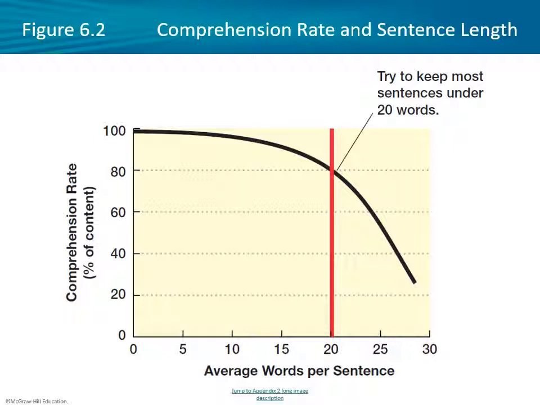Let's see, comprehension rate and sentence length. So try to keep sentences under 20 words. I guess just the breakdown of the average words per sentence. There's a sidebar in the textbook that talks about the statistics you can generate with Microsoft Word. Most people don't know about that feature, and it's a little bit different depending on what version of Word you're using. So you probably just want to look it up online or go to the help options within Word to find it. But it will give you information like your average words per sentence. And it's really helpful to look at that sometimes just to get a quick computation.